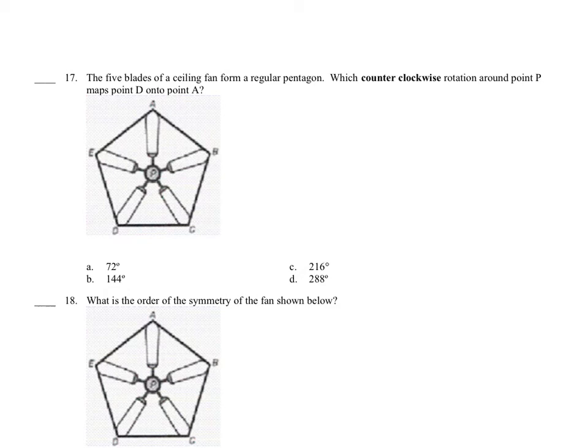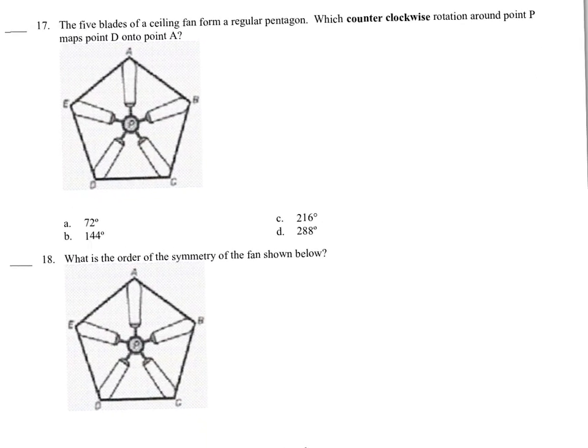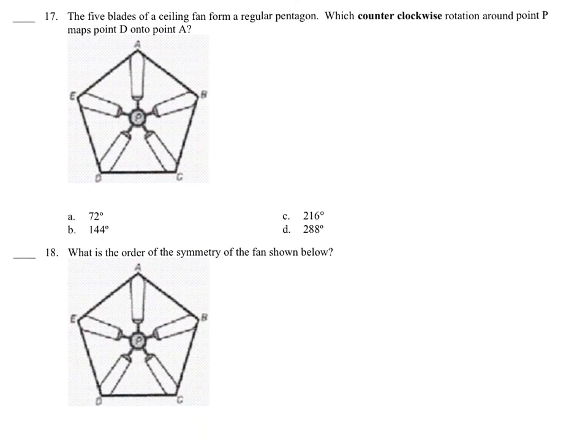17. The 5 blades of a ceiling fan form a regular pentagon. Which counterclockwise rotation around point P maps D onto A? So we've got D here. We're going to go counterclockwise, which is this way. So we're going to go 1 rotation, 2, 3.